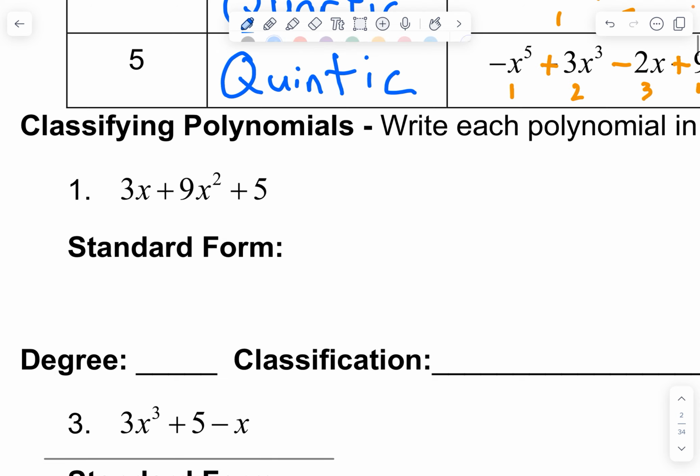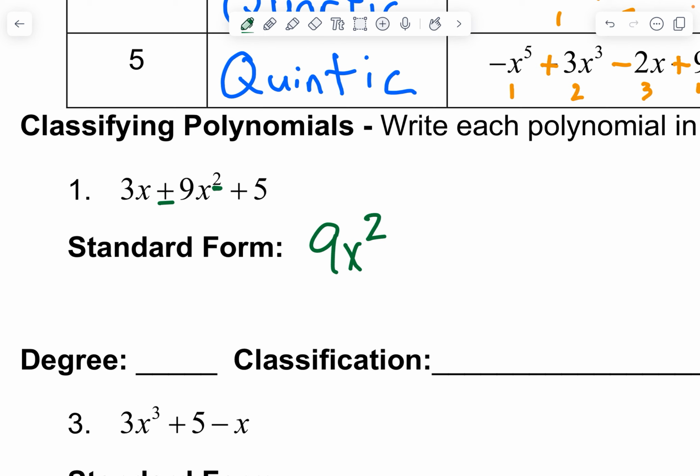Okay, so let's finish this up. So first thing, putting it in standard form. So look at my polynomial. I have 3x plus 9x squared plus 5. So 9x squared, that's my highest exponent. It's a positive out front, so I'm going to put the positive 9x squared out front.